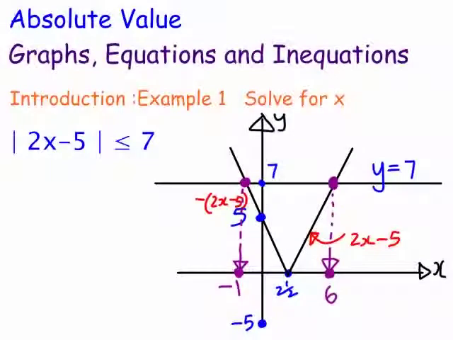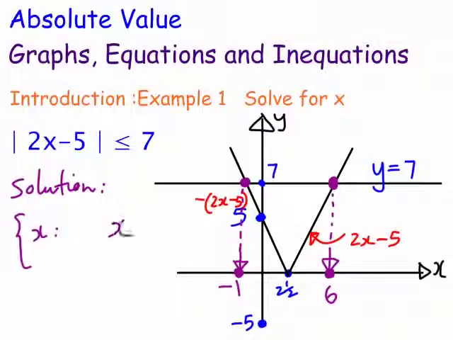And how would I actually write a solution to that? Well, you can see here, this is one of the points, and there's obviously another point here, which are important in that solution. So how would I write the solution? Writing it in set notation, it is the set of x such that x is between minus 1 and 6. So that would be the solution to that absolute value inequation.